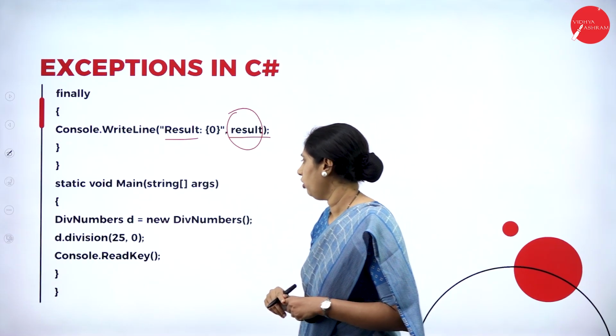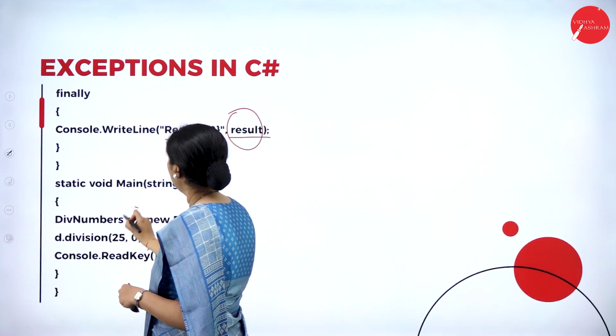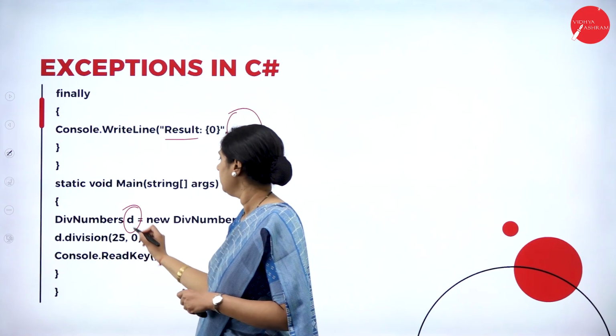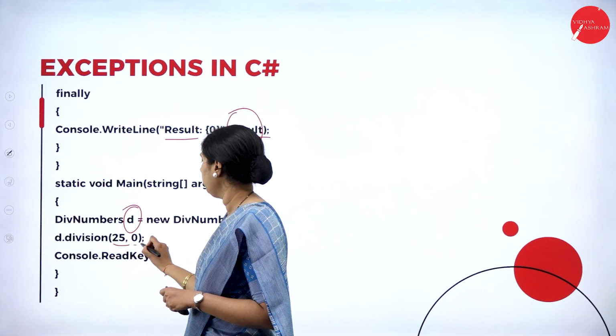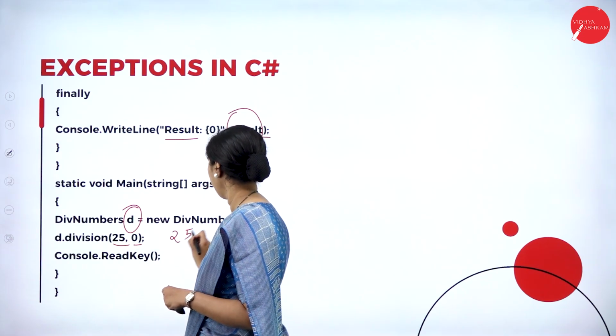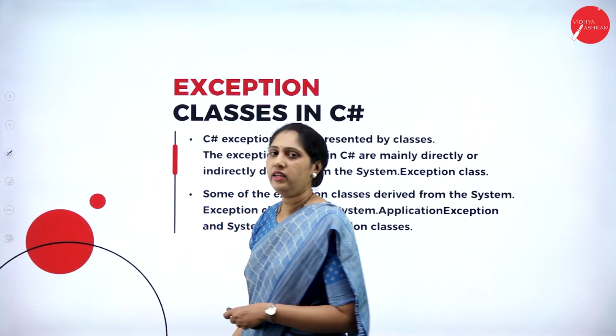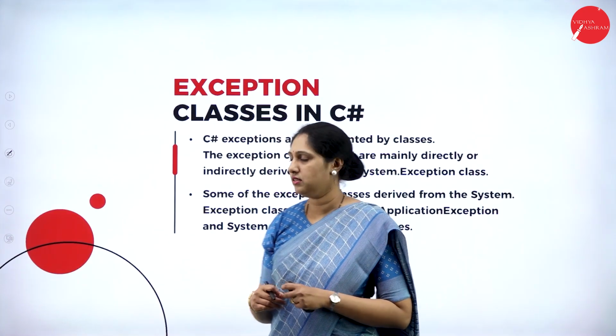In the main function, we'll have an object of DivNumbers, and we pass numerator 25 and denominator 0. That is, 25 by 0 will cause an exception. So we can define exception classes.